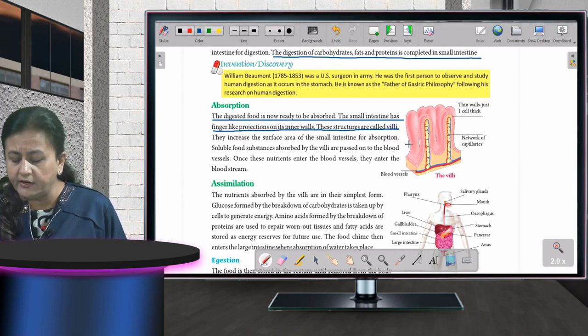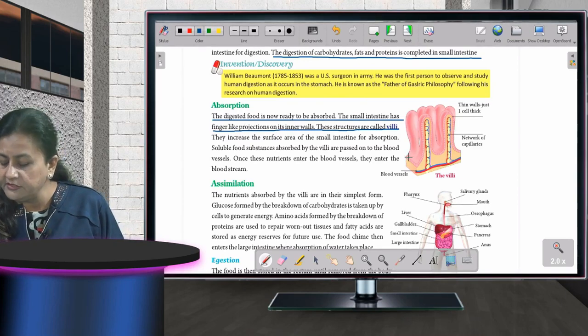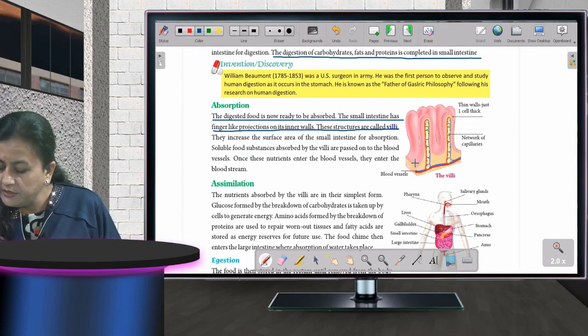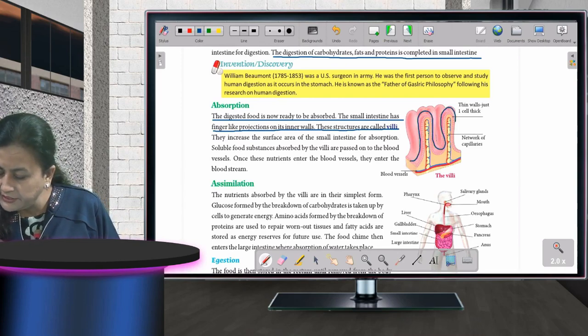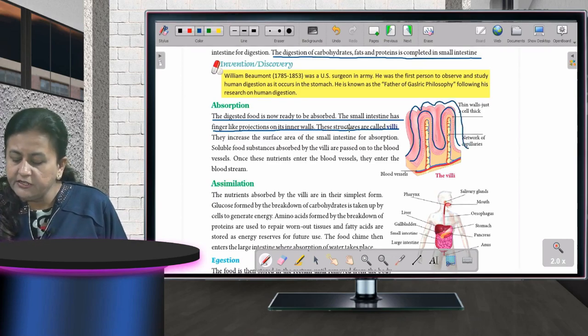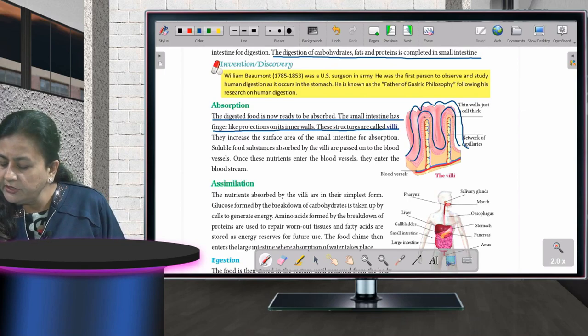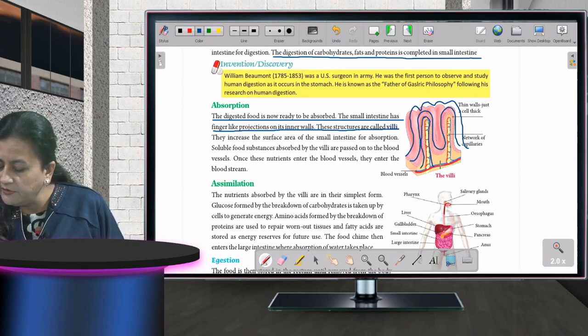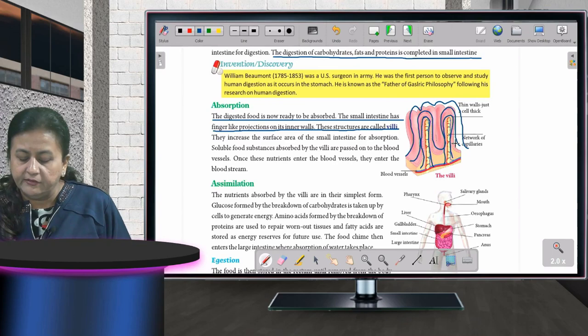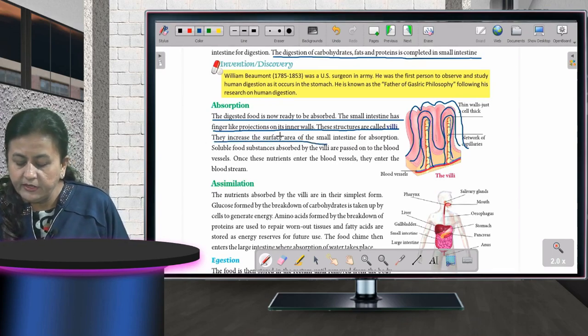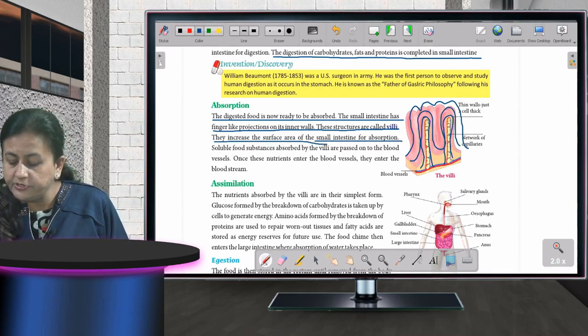Now, what is happening? It is entering into the small intestine, which has finger-like projections on its inner wall, and see, you can see finger-like projections are there like this. Okay, this is the inner part and this is the outer part. Fine, children. Now these structures are called villi. The inner part has got these structures and these are villi. What is happening over there? They increase the surface area of the small intestine for absorption. Okay, soluble food substances absorbed by villi are passed on to the blood vessels.